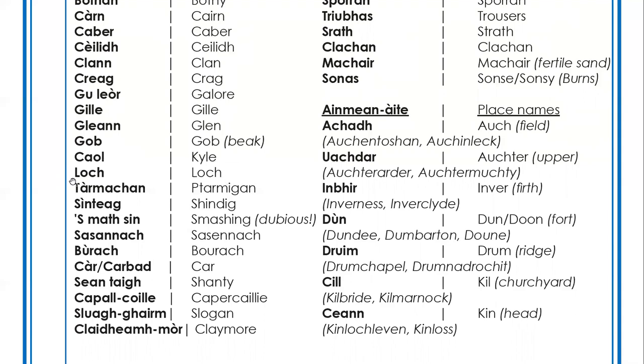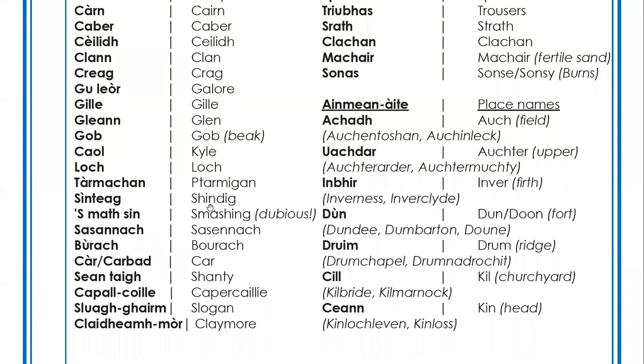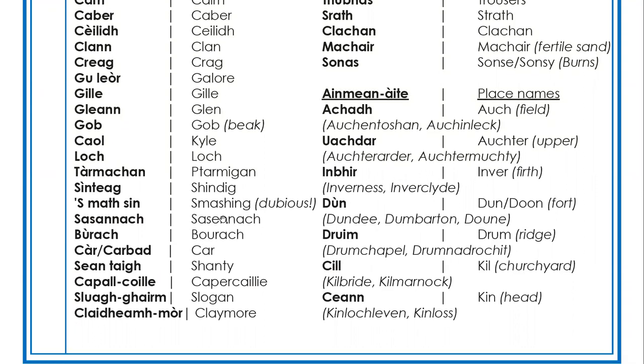Loch is just what we call a lake in Scotland. Comes from the Gaelic loch. Ptarmigan, a type of bird. Ptarmigan is the Gaelic word that gives us ptarmigan. I don't know why in English they stuck a P in the front of it. Shindig, sinteag, like jumping around. Smashing, is math sin. Now, this one's dubious.